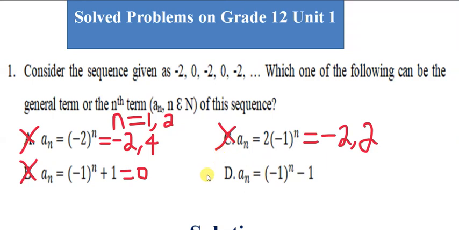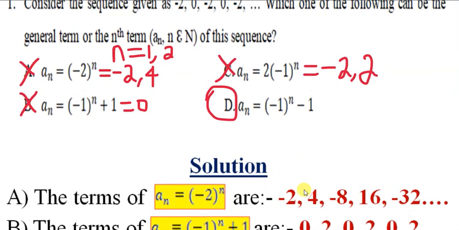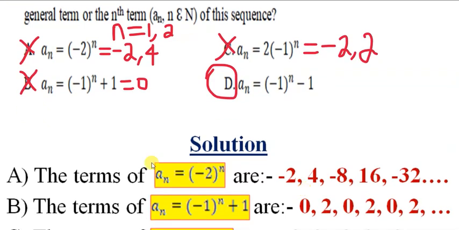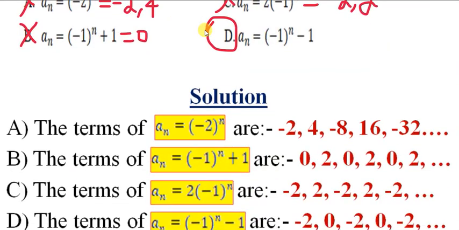And the only option left for us as an answer is D. D is going to be the answer, which is the general term that we already formulated here. Now, to see the terms of each of these, the terms of the general term indicated in A are minus 2, 4, minus 8, 16, minus 32, and so on. And therefore, that is not the right general term for the given sequence indicated here.